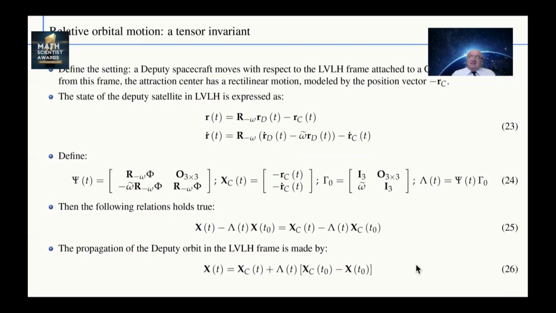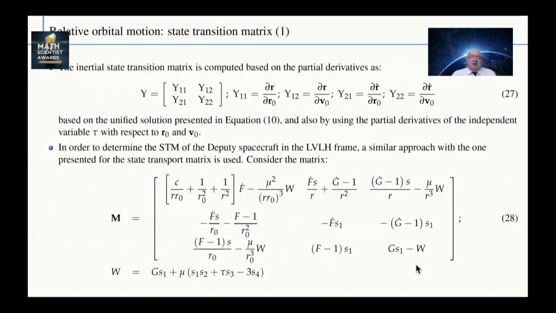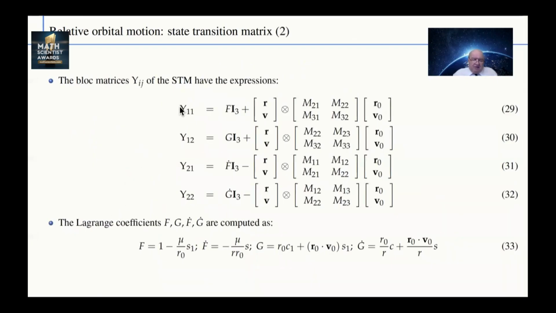This is an interesting generalization of Lagrange coefficient in this case. We also obtain the state transition matrix, in this form, and we denote the matrix EM by this expression. We obtain a very compact form of the matrix for state transition. This is the Lagrange coefficient, and this is the expression of this Lagrange coefficient.